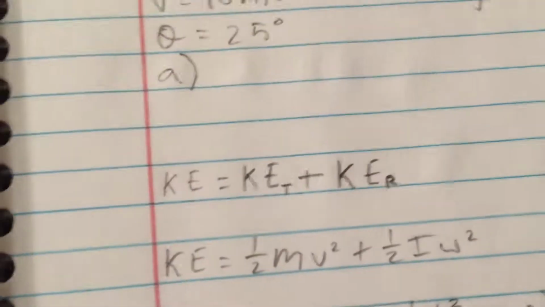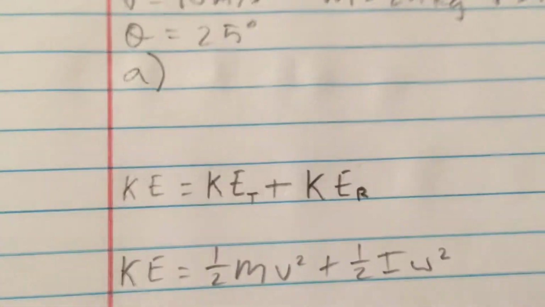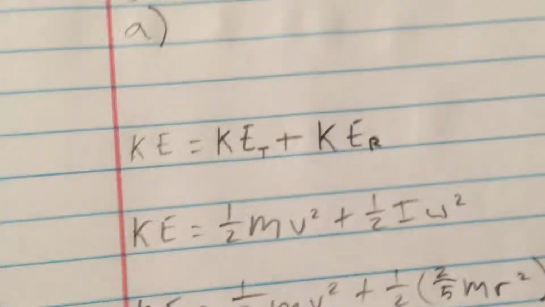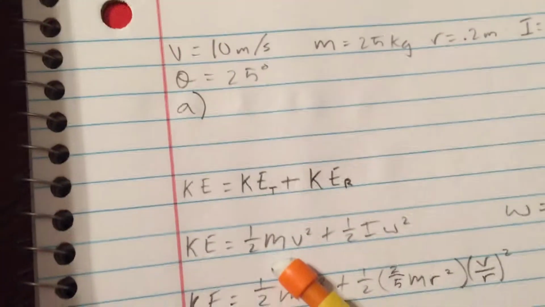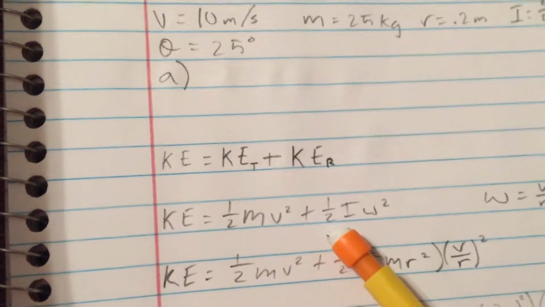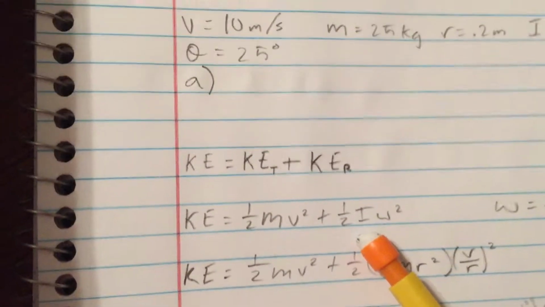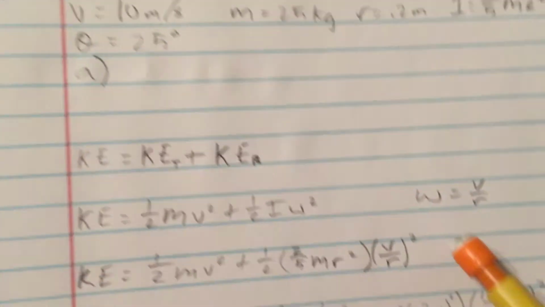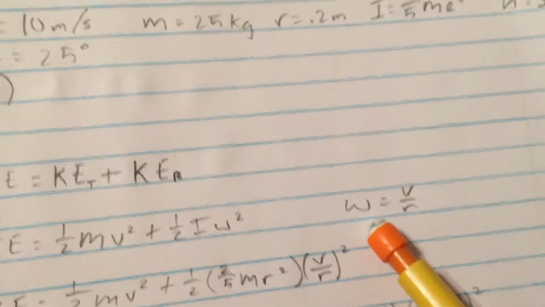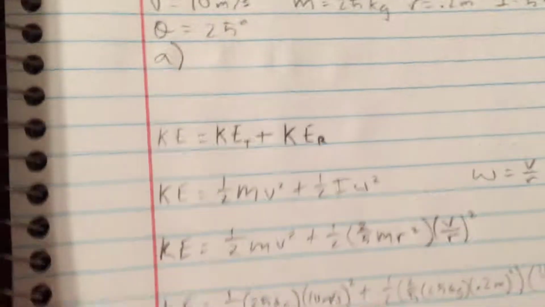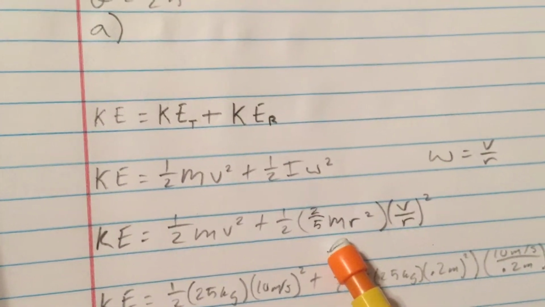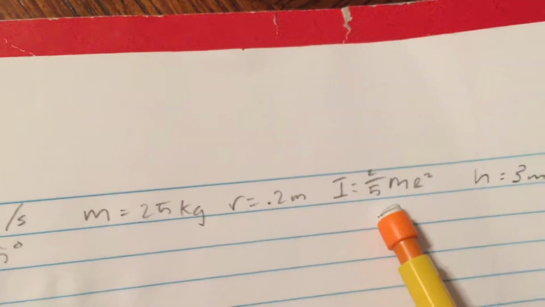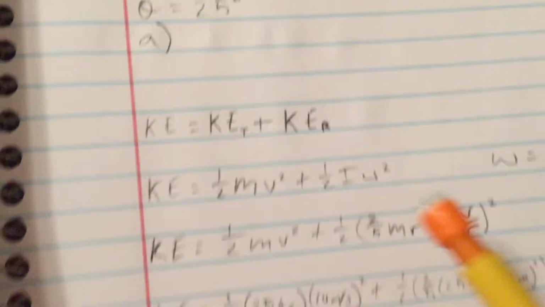So the kinetic energy is going to be equal to the translational kinetic energy plus the rotational kinetic energy because it is rotating. So translational kinetic energy is 1/2 mass velocity squared, and rotational energy is 1/2 moment of inertia angular velocity squared. But the angular velocity is also equal to the velocity divided by the radius. So I'm going to substitute that in for the angular velocity, and I'm going to substitute this moment of inertia equation in for the moment of inertia.